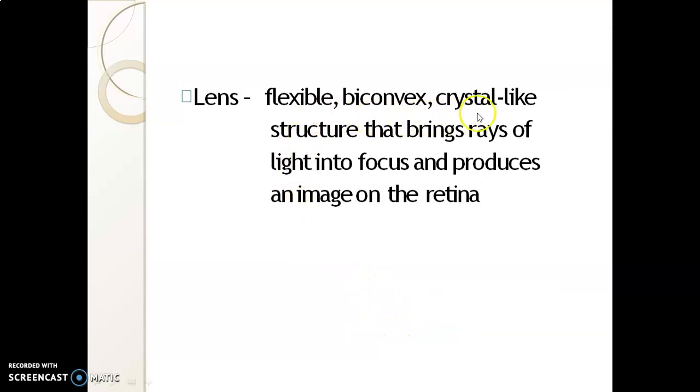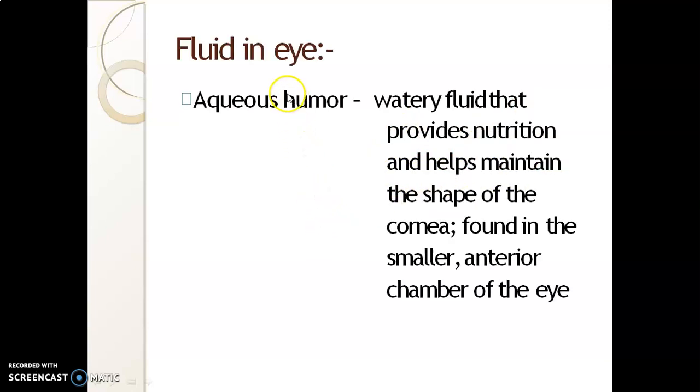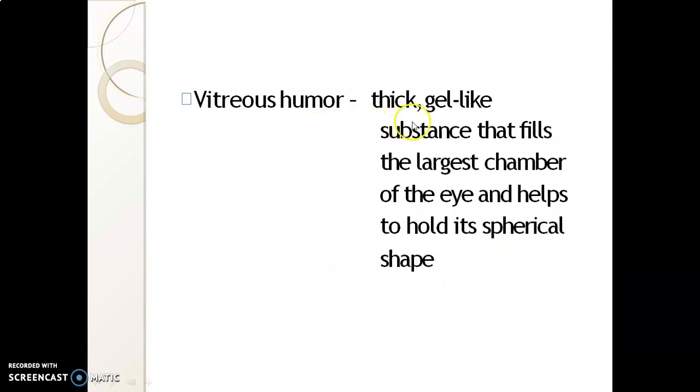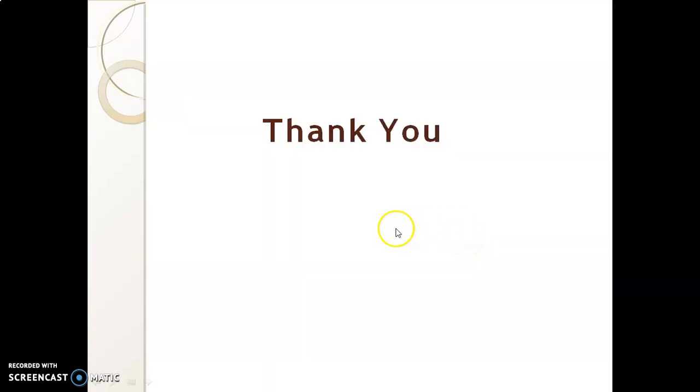Lens, a flexible biconvex crystal-like structure that brings light into focus and produces the image on the retina. Fluid in the eye: aqueous humor, a watery fluid that provides nutrition and helps maintain the shape of the cornea, found in the smaller anterior chamber of the eye. Vitreous humor, a thick gel-like substance that fills the larger chamber of the eye and helps to hold its spherical shape.